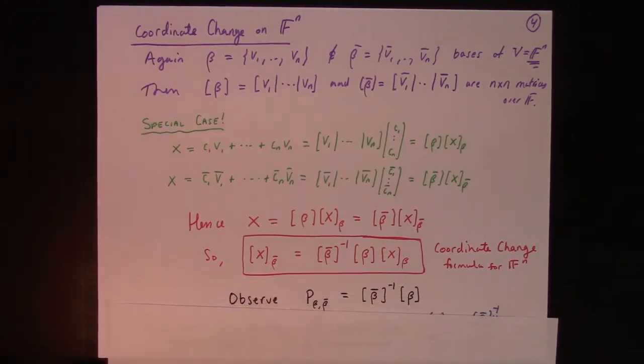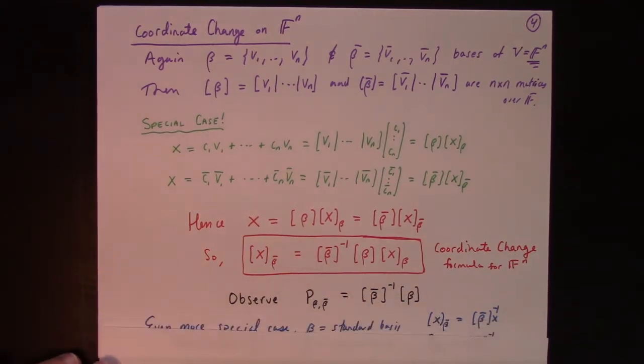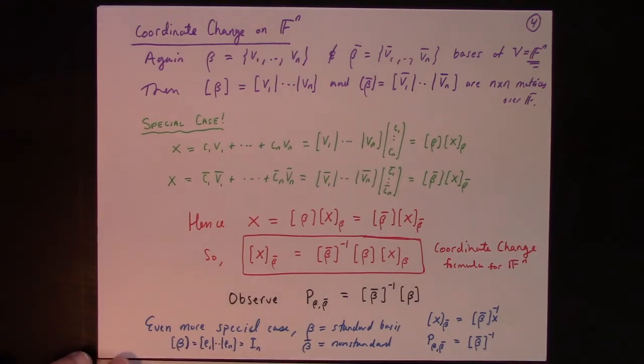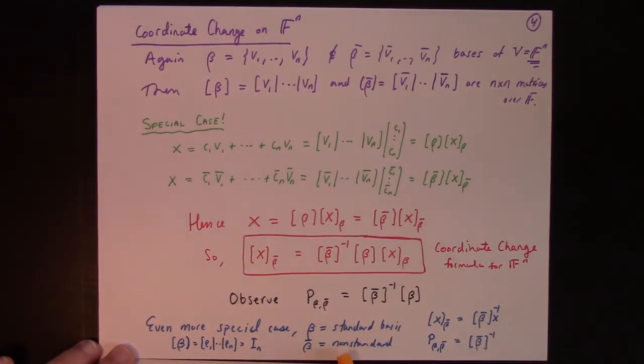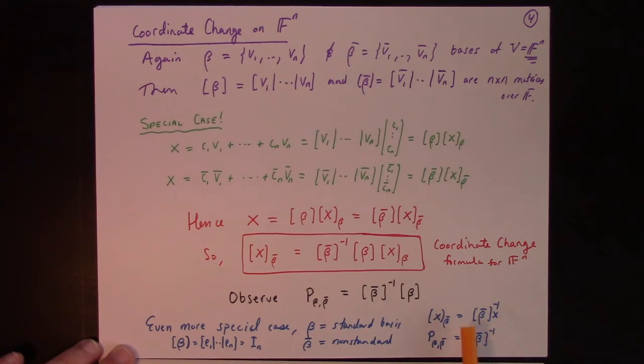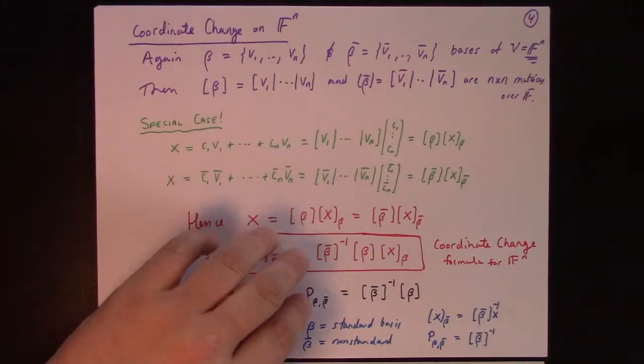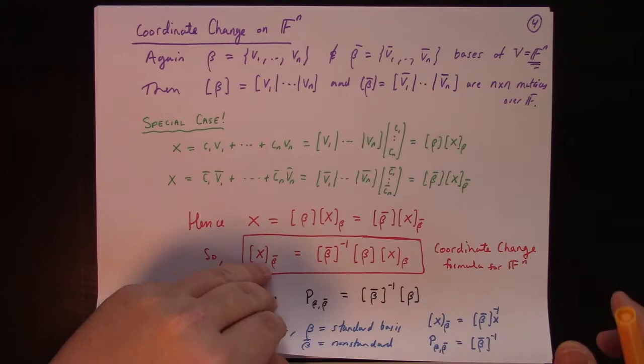There's even a more special case. By the way, the change of basis matrix is in this case this guy. And there's an even more special case if beta is the standard basis and beta bar is the non-standard basis. Well, in that case, the beta matrix is just the identity, and so these formulas simplify even further. To calculate the beta bar coordinates, we just take beta bar inverse times x, and the change of basis matrix is just the inverse of the basis matrix for the non-standard coordinate basis. So that's pretty simple.